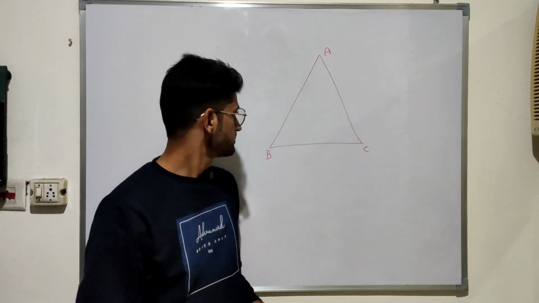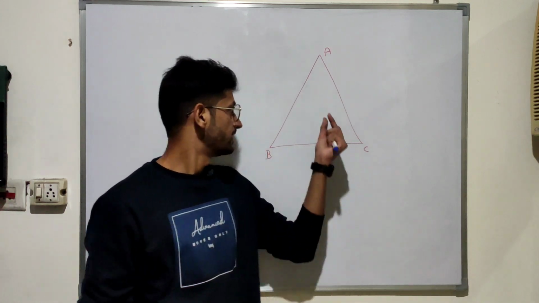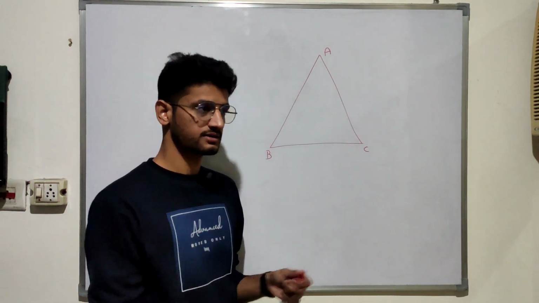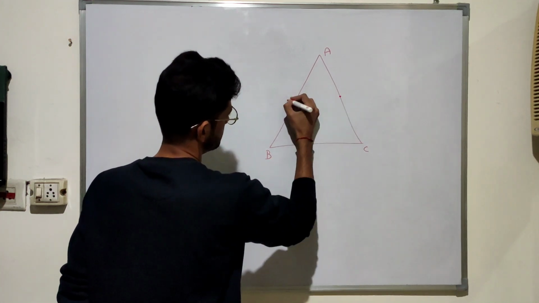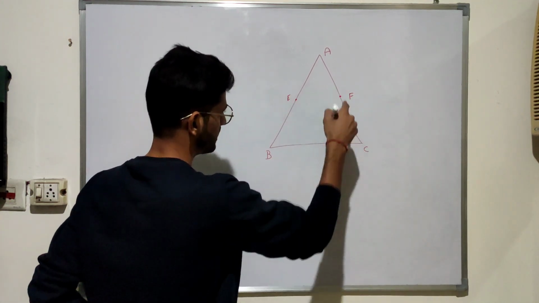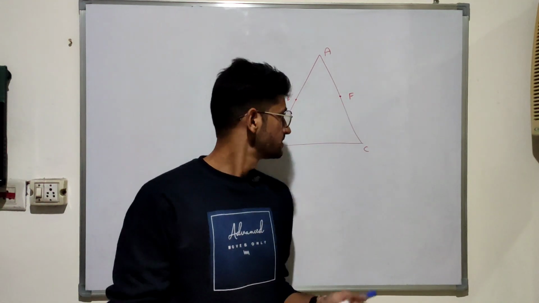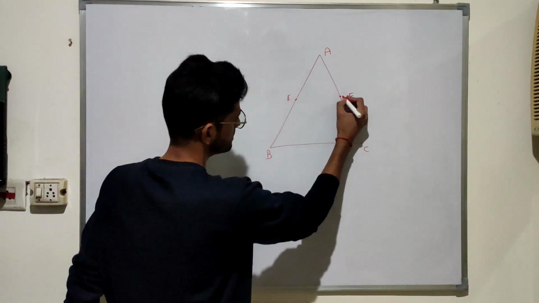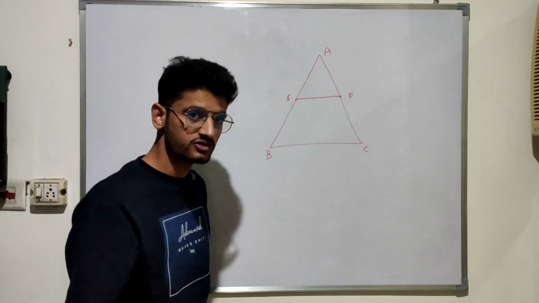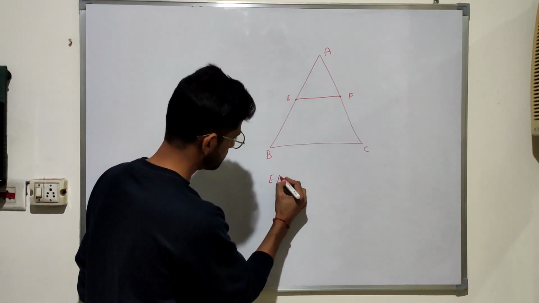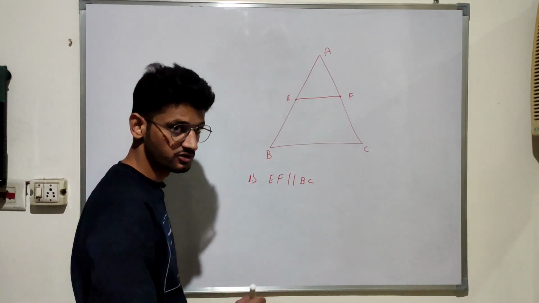If we have any triangle ABC, whatever the name is going to be, and we have two midpoints on any two sides, let's say E and F, where E and F are the midpoints of side lengths AB and AC respectively, then when we join these two midpoints, E to F, it is for sure that EF is going to be parallel to BC. This is the first conclusion of the midpoint theorem.